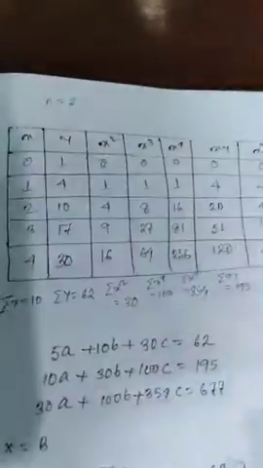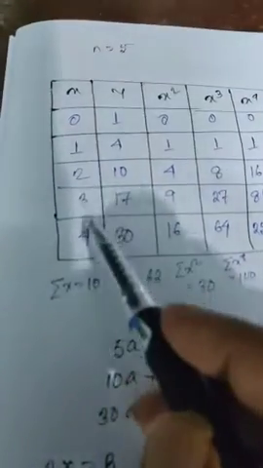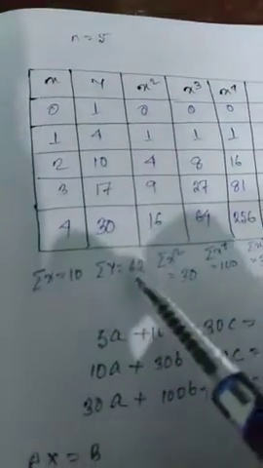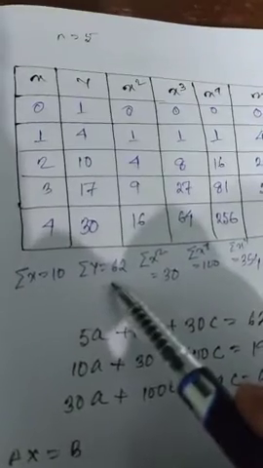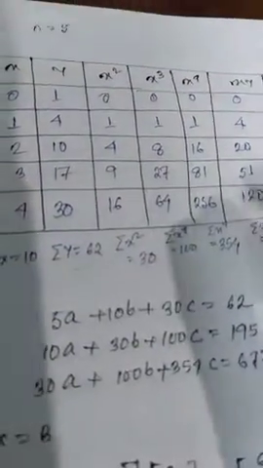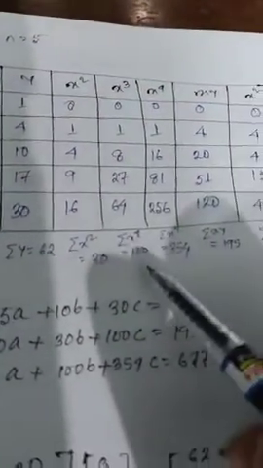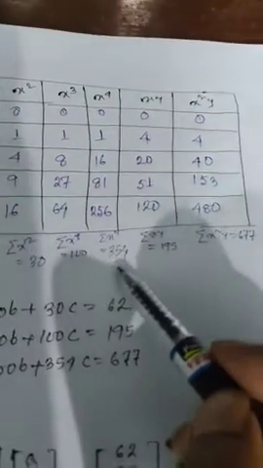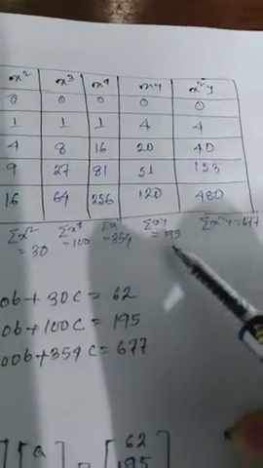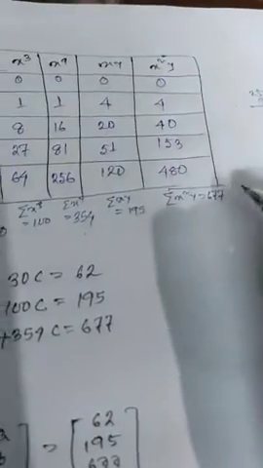Now we have to find the sum of all these terms. Summation x is equal to 0 plus 1 plus 2 plus 3 plus 4, which is 10. Summation y, after using a calculator, is 62, summation x square is 30, summation x cube is 100, summation x to the power 4 is 354, summation xy is 195 and summation x square y is 677. Here n is equal to 5, that is, the total number of pairs is 5.